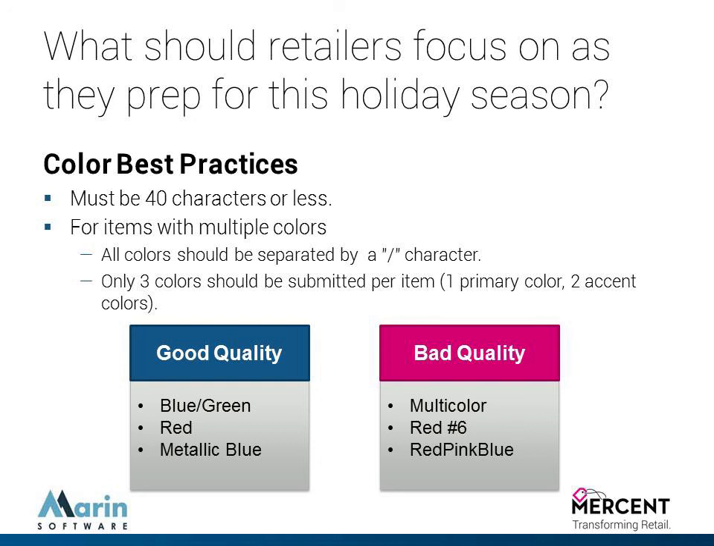This helps Google understand the rank and priority of these colors within a product. So if you have a blue shirt with green stripes, you should message blue as the primary color up front and the accent color being green, as you can see on the left-hand example.